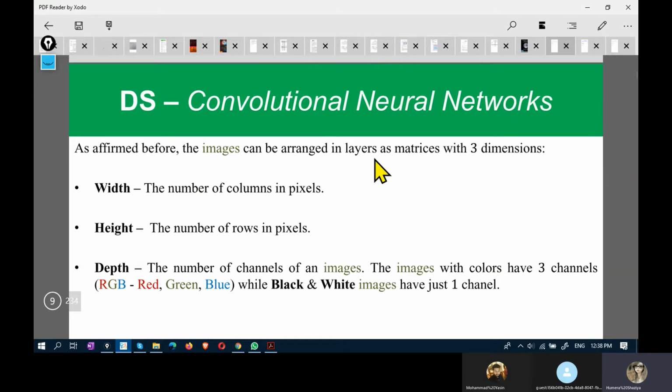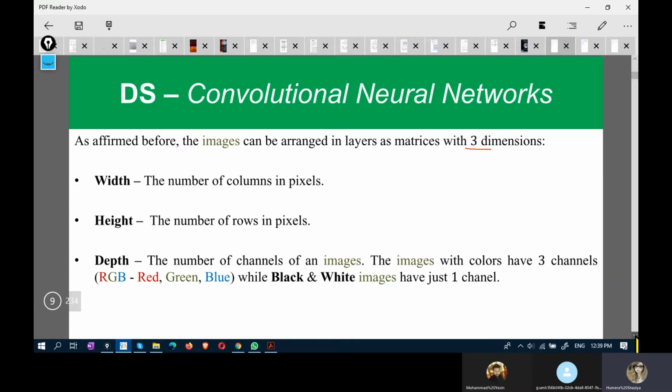Images are arranged in layers as matrices with 3 dimensions. What are the 3 dimensions? Width, height and depth. The depth is nothing but the channel. If you have 3 channels, it is a color image. If you have 1 channel, it is a black and white image. Width of the image denotes the number of columns in pixels. Height denotes how many rows you have. And depth denotes how many colors are there in the image.